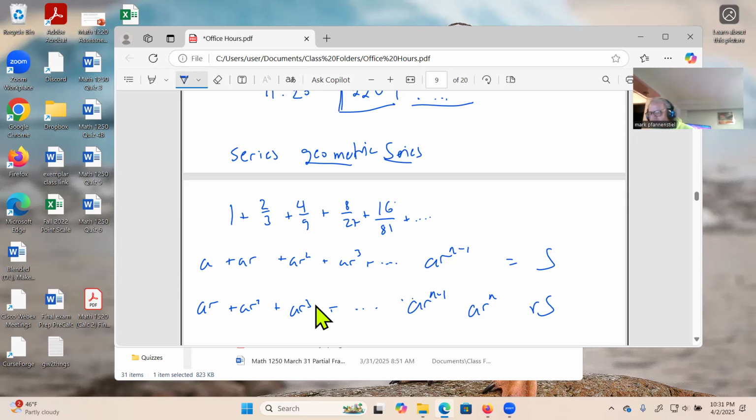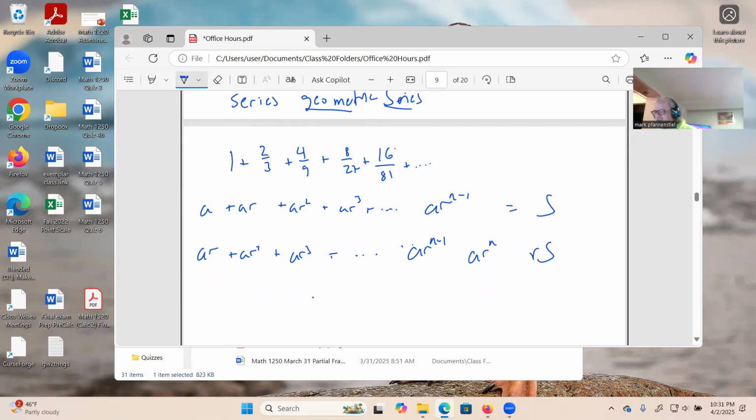Okay, and then what I want to do here is I want to say S minus RS. We're going to say S minus RS. So I'm going to take S minus the RS. So I'm taking this line minus the line below it.